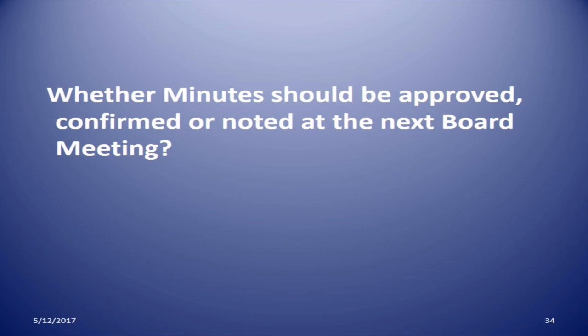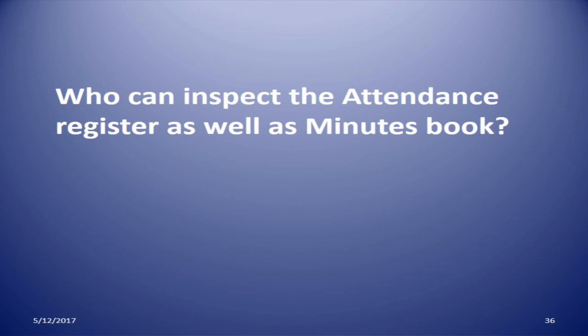Whether minutes should be approved or confirmed or noted, we have discussed. Minutes can be noted only at the next board meeting. Can the minutes once entered be altered? We have discussed. No, these cannot be altered. Who can inspect the attendance register as well as minutes book? Any director of the company may inspect these two registers, register of attendance as well as the minutes book. Statutory auditor, secretarial auditor, cost auditor have been authorized to inspect the attendance register as well as minutes book. No member of the company can inspect these two documents.